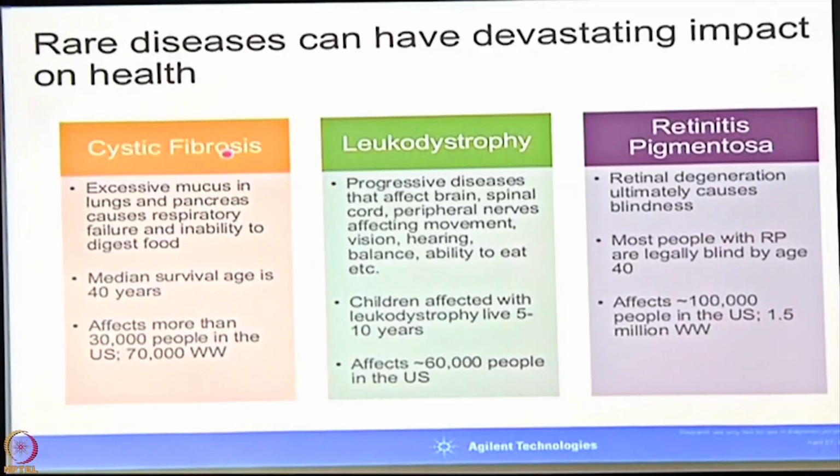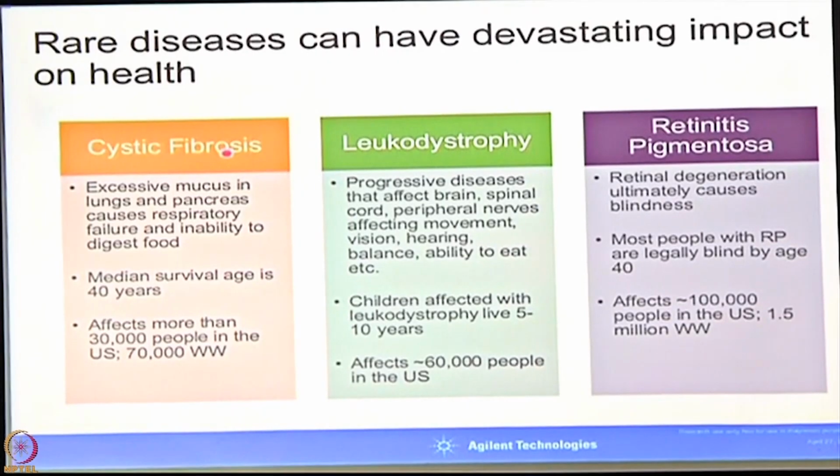Okay, so I'm going to talk about some of the rare diseases which exist worldwide. Let's come to the first, cystic fibrosis. This is a disease where excessive mucus is deposited on the lung or pancreas, which causes respiratory failure and inability in digestion. The median survival rate for this disease is 40 years, and 70,000 patients are known worldwide.